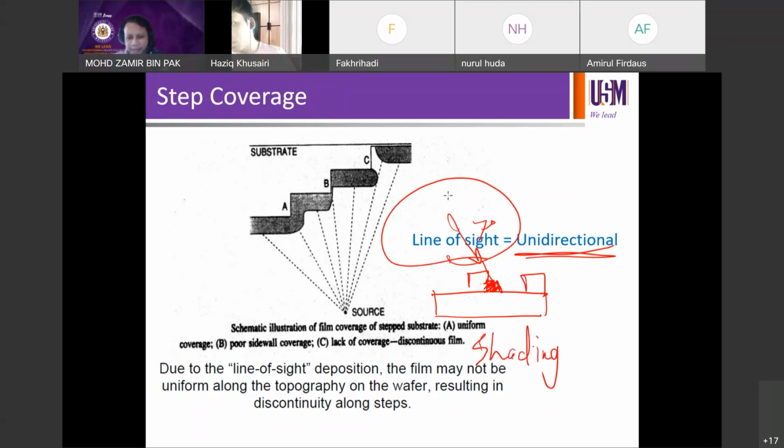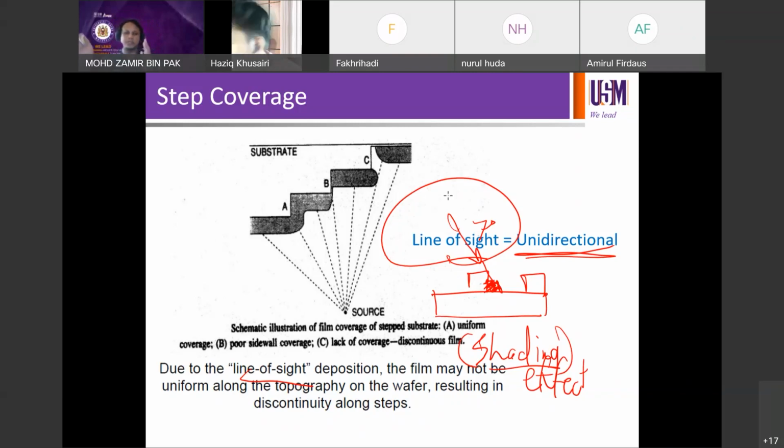Kesan bayang. Shading effect. Some people call it shadowing effect. Dua-dua boleh, shading boleh, shadowing pun boleh. So it's due to line of sight deposition. Usually this case can be mitigated by rotation. You can rotate macam tadi, or you can forget using evaporation but instead go for sputtering or go for CVD later on.